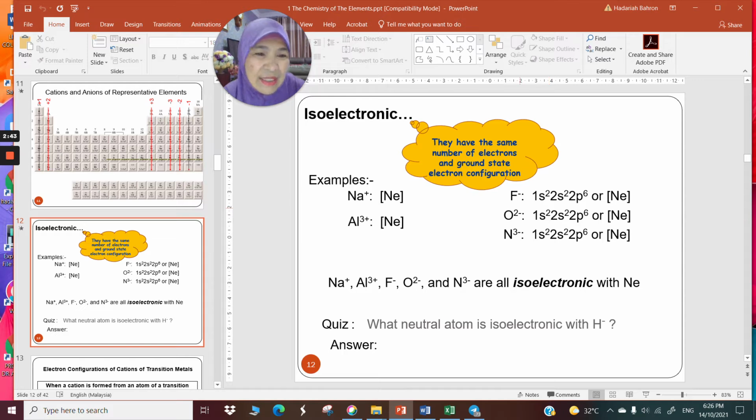And then similarly, you have 1s2 2s2 2p6, also neon, for F- fluoride anion, O2- oxide anion, and N3- nitride anion. So all these species, because they all have an electron configuration like neon, are called isoelectronic. So that is a small quiz here that I would like you to try and discuss with your friends, or try to get an answer of.